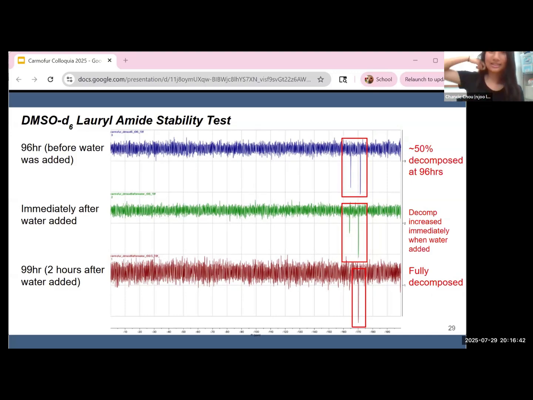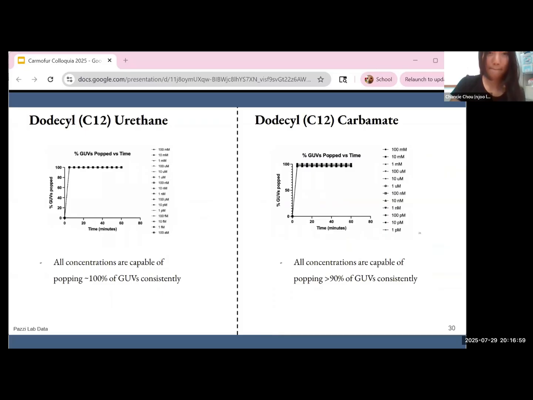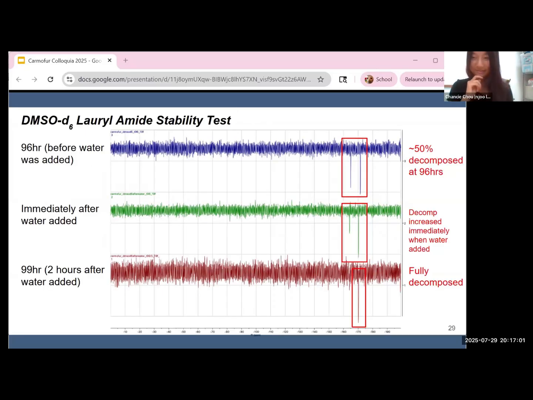However, as soon as we added some more water, the decomposition visibly increased. And within 2 hours after the addition of water, the sample was fully decomposed. So through this, we know that a combination of DMSO and also water is making our amides decompose. And as a result of this test, we are deciding not to proceed with the amides in biological assays as they are simply not stable.